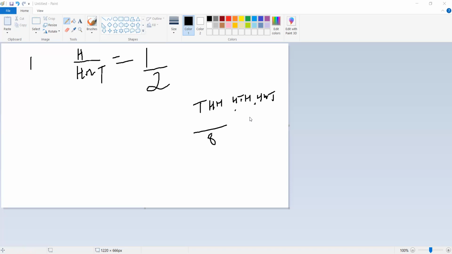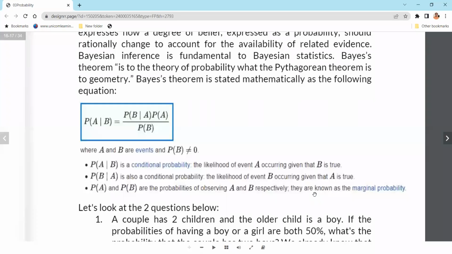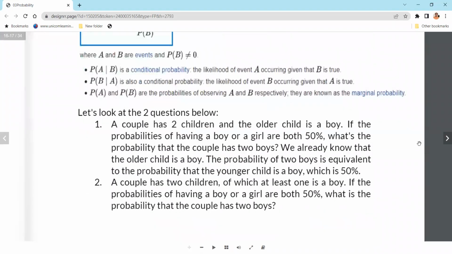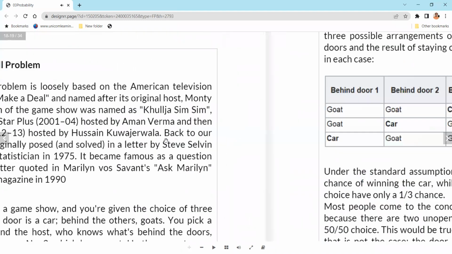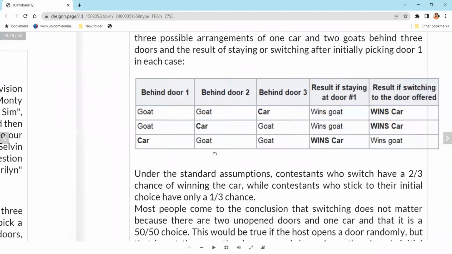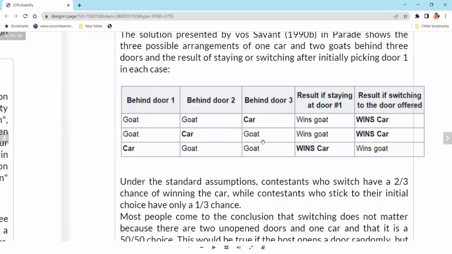Okay. Let's go back to our discussion. There's one interesting problem based on that. It talks about a game show, and it appeared in India also by the name Khulja Simsim.